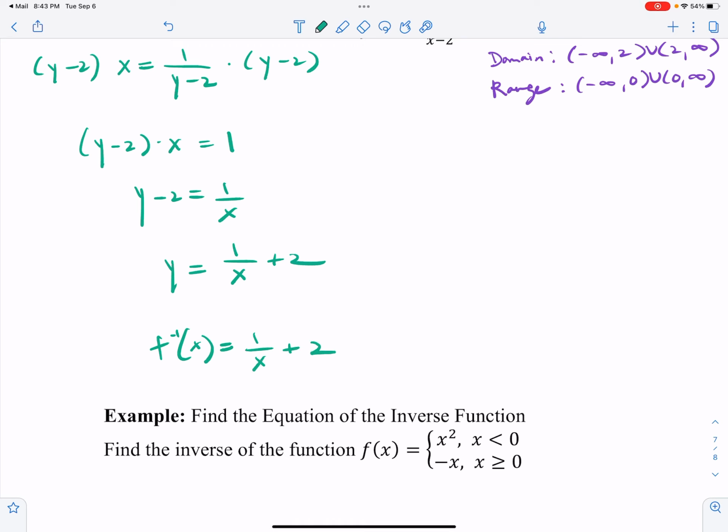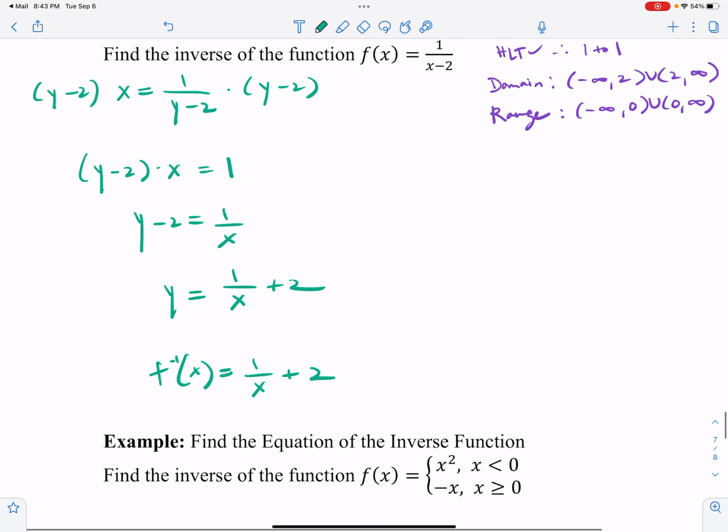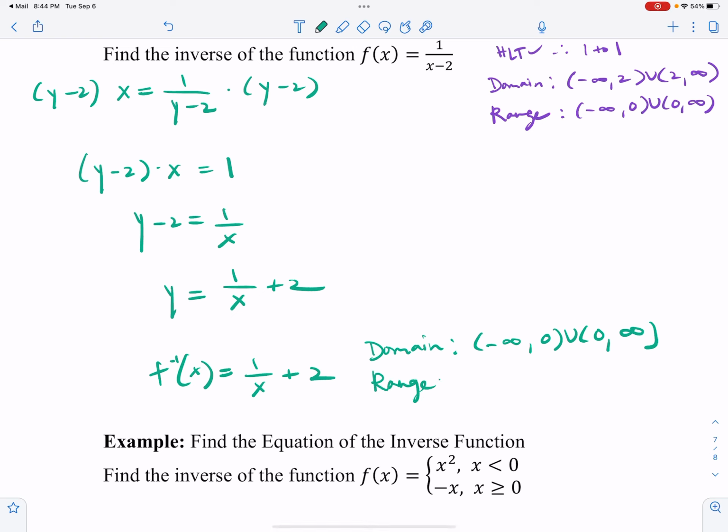So the parent function, same parent function, but vertically shifted by 2 instead of a horizontal shift to the right 2. Very interesting. So the domain, and you can see it from the equation, would be negative infinity to 0, union 0 to infinity, and the range would be negative infinity to 2, union 2 to infinity.